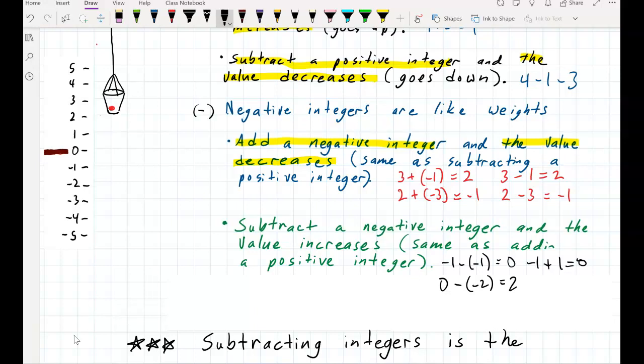So that means that 0 minus negative 2 is the same thing as adding 2. 0 plus 2 equals 2. So what I want you to really come away from this with is the idea that when we subtract, and don't forget that you need to copy this down, subtract a negative integer, and the value increases, which is the same thing as adding a positive integer.